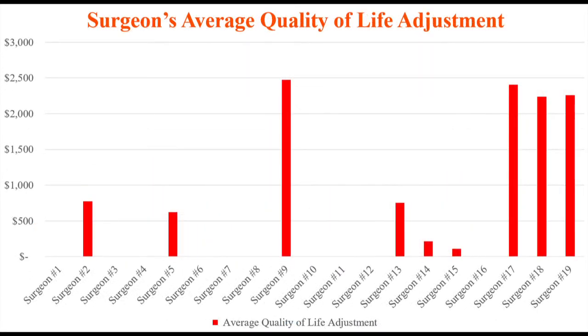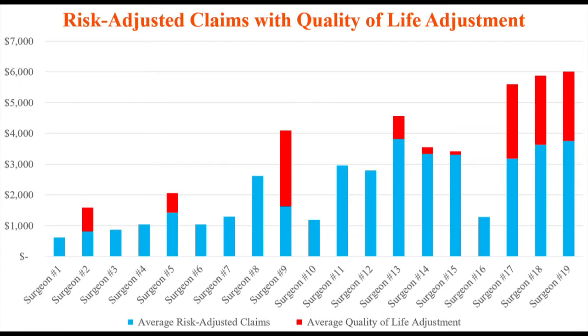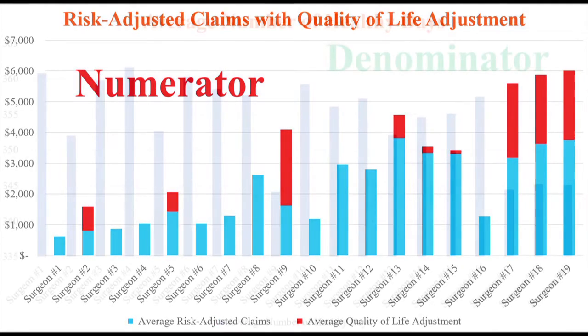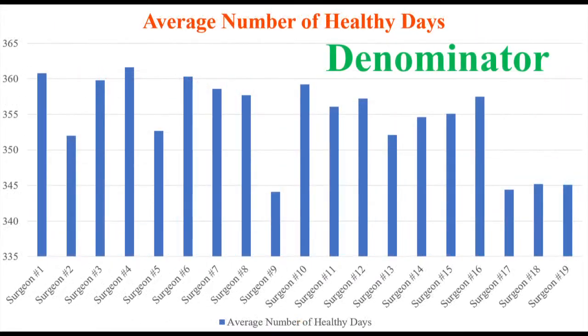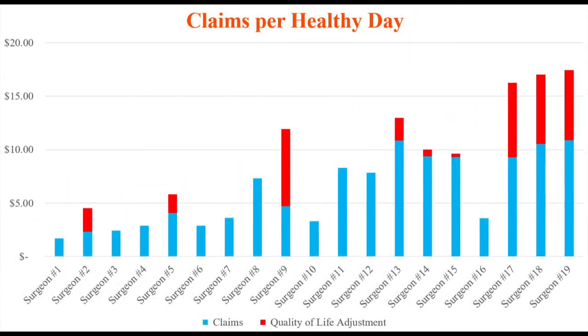This is the quality of life adjustment. It's the excess number of unhealthy days multiplied by the group's average claims per unhealthy day. We add it to the risk-adjusted claims to get our final numerator and divide this numerator by the denominator, the number of healthy days, to get the claims per healthy day.